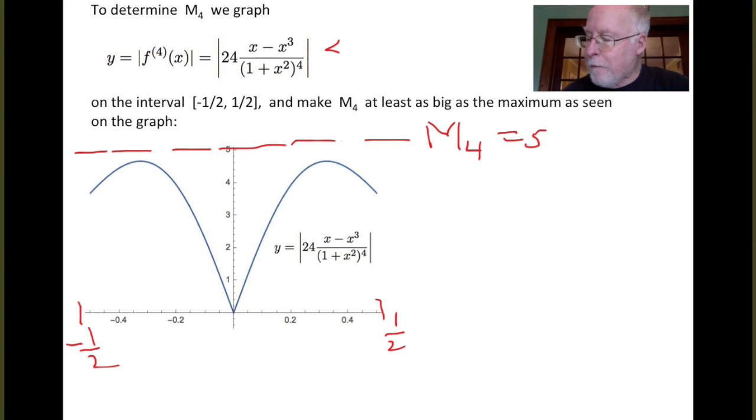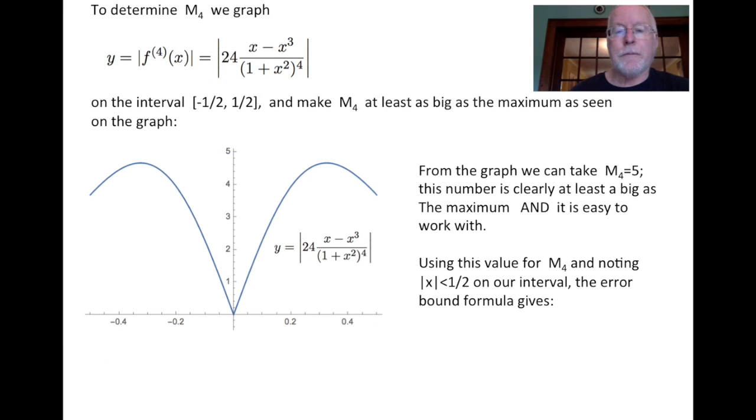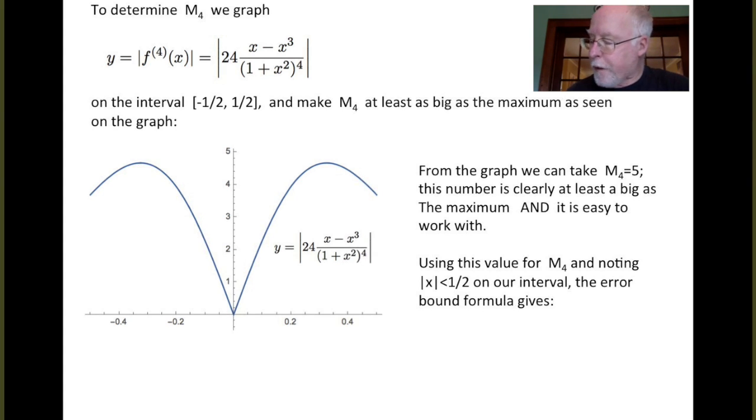So I'm going to declare from the graph that this is no bigger than 5, and I'm going to use that for my M_4, for my maximum of the derivative. So there's a discussion of how we did that, working on the interval from 0 to 1/2.